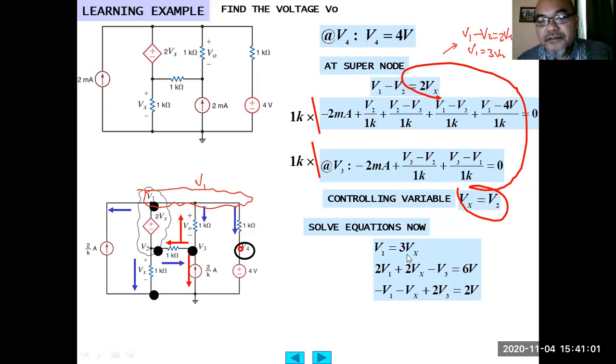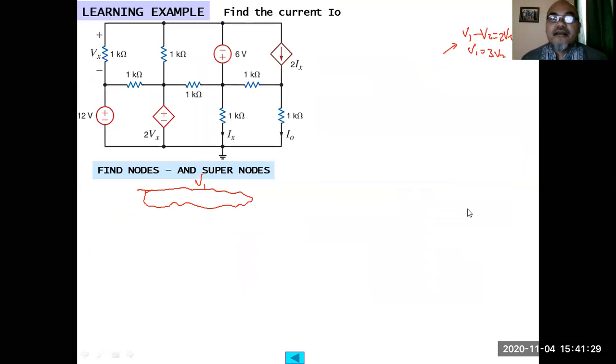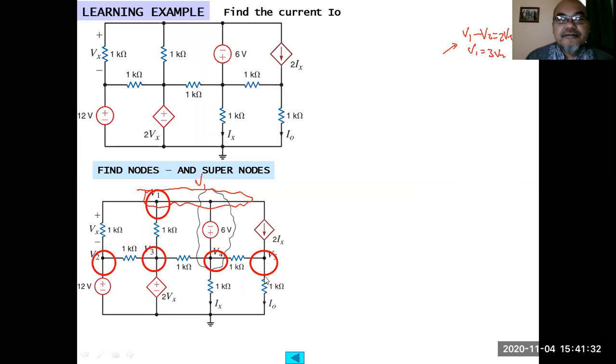If you replace V1 here using Vx, and V1 here also with Vx, then you have 2 equations with 2 unknowns, V3 and Vx. From there, you can calculate either Vx or V3. But the variable of interest is Vout, Vo, which is defined as V1 minus V3. So from there, let me delete first.